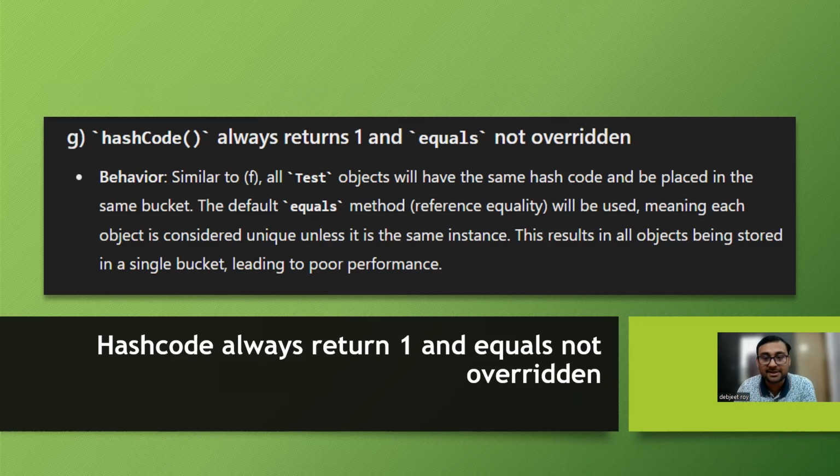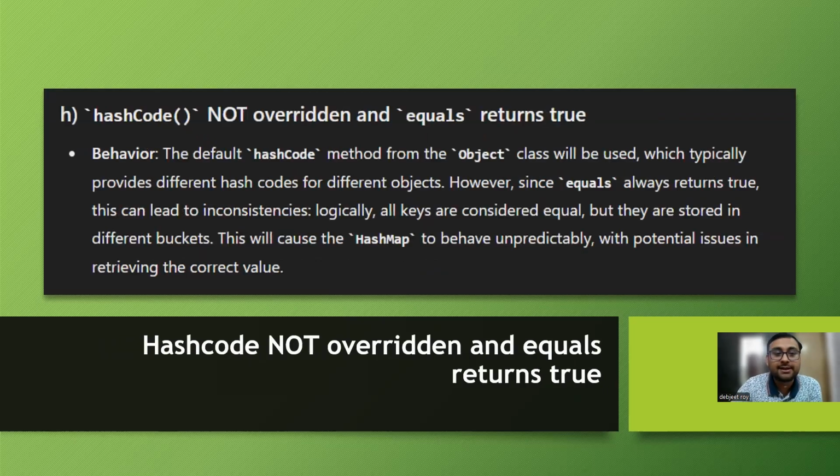So it will lead to poor performance because all objects are stored in the same bucket. So hash collision, so the worst case time complexity will be there. It will be around O of log n after Java 8. Let's see ahead. If hashcode is not overridden and equals method returns true, then what will happen in this scenario?